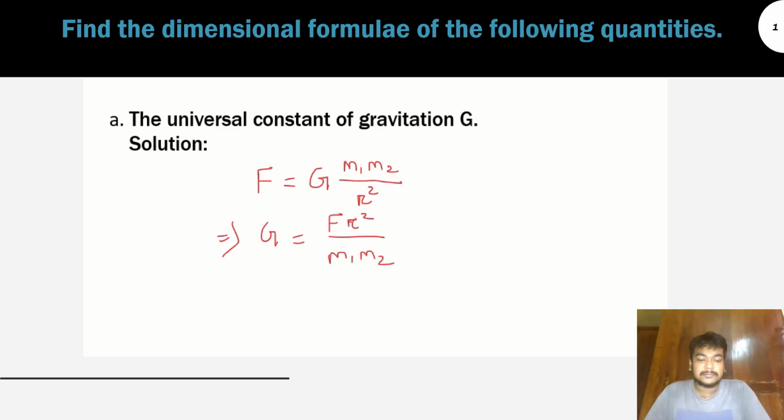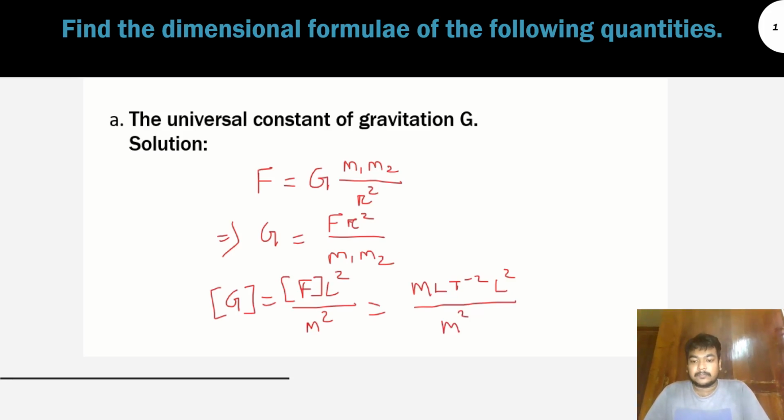The dimensional formula of G will be the dimensional formula of force F into the dimensional formula of R square, that is L square, divided by the dimensional formula of m1 into m2, that will be M square. That is equal to the dimensional formula of F, which is M L T to the power minus 2, into L square divided by M square. That is equal to M to the power minus 1 L cube into T to the power minus 2. So this is the dimensional formula of universal constant of gravitation G.